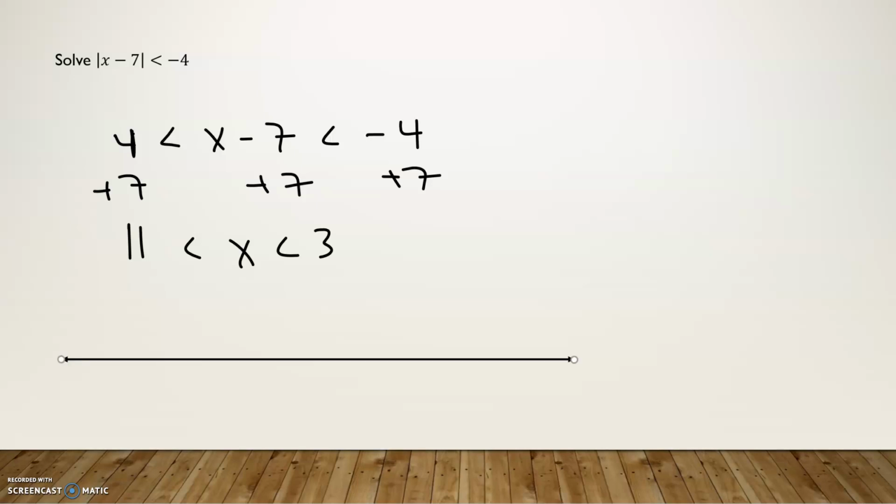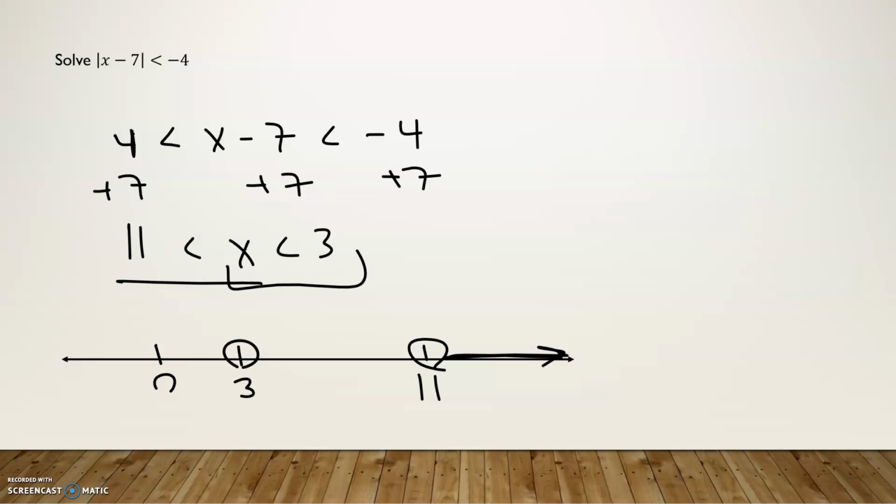Okay, now if we graph this, 0, 3, and then 11. All right, now don't say it's just between 3 and 11. That's not what we're saying here. Look at this right here. This is x greater than 11, so open circle, greater than. And over here, this part right here, x is less than 3, so open circle, less than 3.